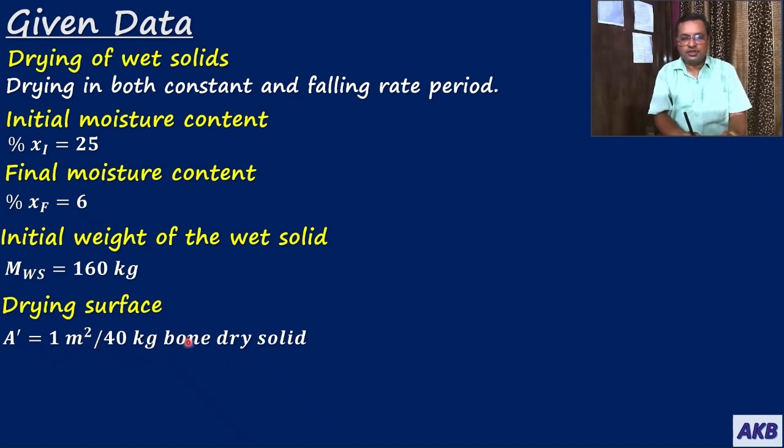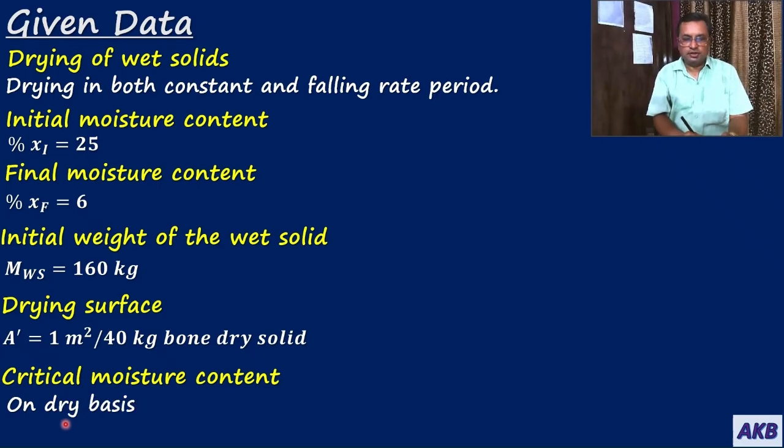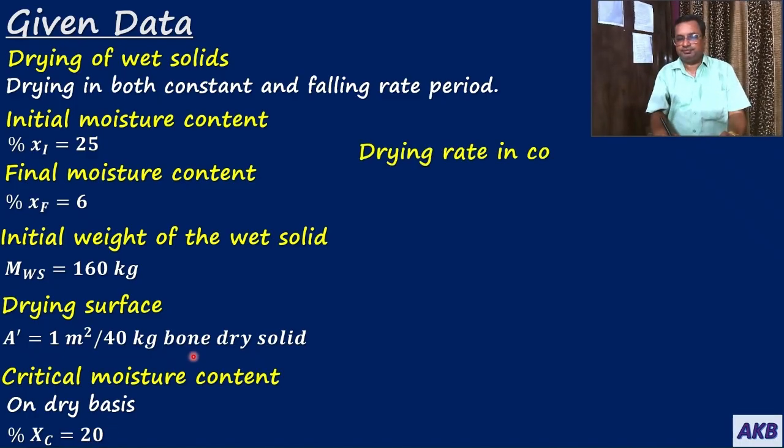So we will have to convert it to A, the area that is available for drying. Then critical moisture content is given to us. It is given on dry basis, and again it is given as a percentage value. So percentage Xc, the critical moisture content, percentage X is 20.